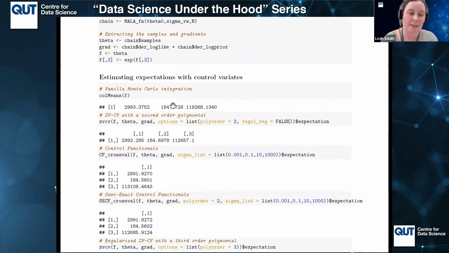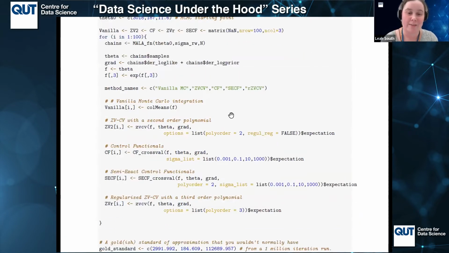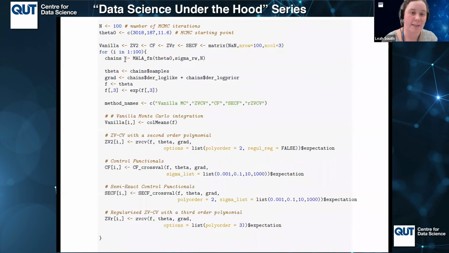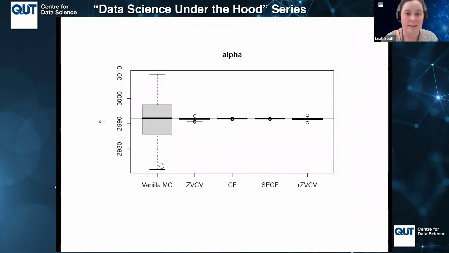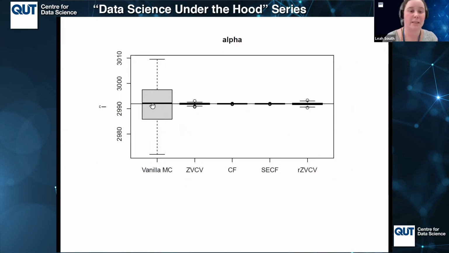Because it's hard to convince you that these methods are better based just on some numbers, I thought I'd give some box plots. I've done this 100 times to get 100 different estimates, and I've plotted the estimates of the posterior mean, in this case for the intercept. You can see that vanilla Monte Carlo has very high variance. Then if we do ZVCV, we get hugely reduced variance, and the same with control functionals. These are a couple of new methods that I'll talk about later.